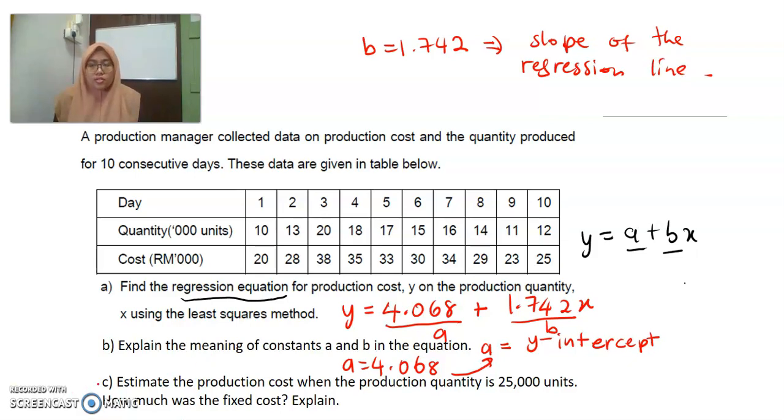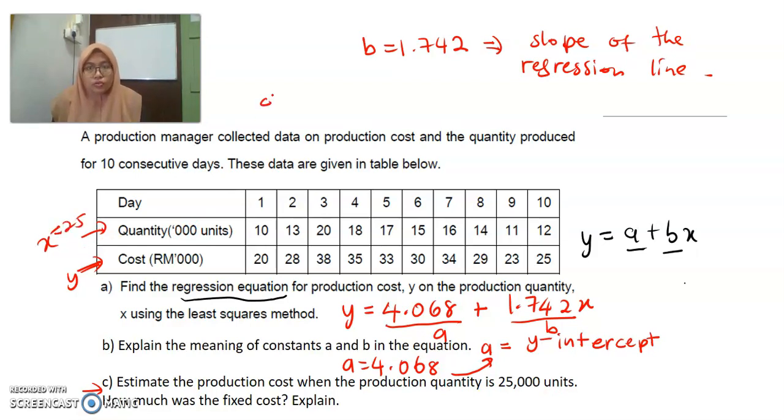Okay, next question, question C. Estimate the production cost when the production quantity is 25,000 units. How much was the fixed cost? Explain your answer. So now we need to do some forecasting. You must forecast the value of cost. So cost is our y, the value of y, when the x is 25,000 units. Now our x value, quantity, is in 1,000 units. So 25,000 units means your x is 25.